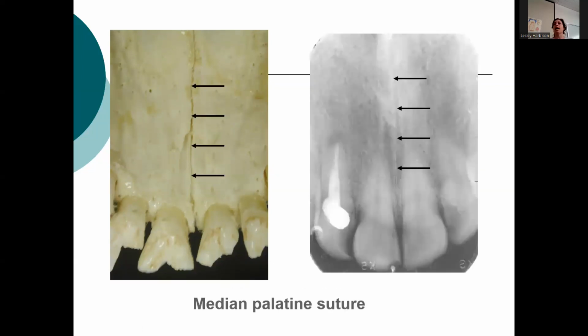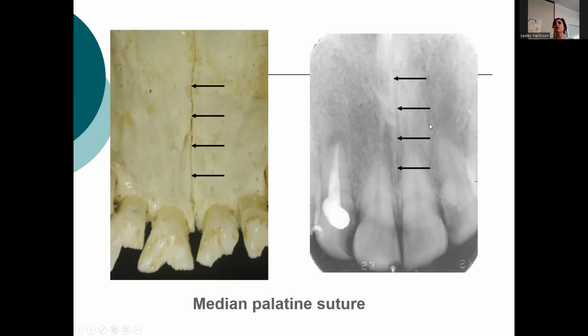Okay, so here it is again. Notice the difference. See how the arrows are right up against the median palatine suture? Here it is on the skull. And then you can still see the incisive foramen, but it's round. That's how it's going to look on your landmark exam.